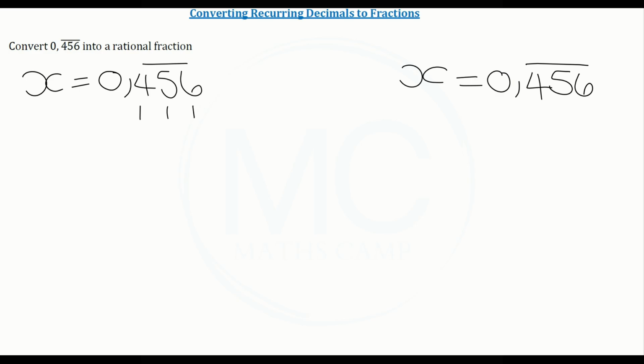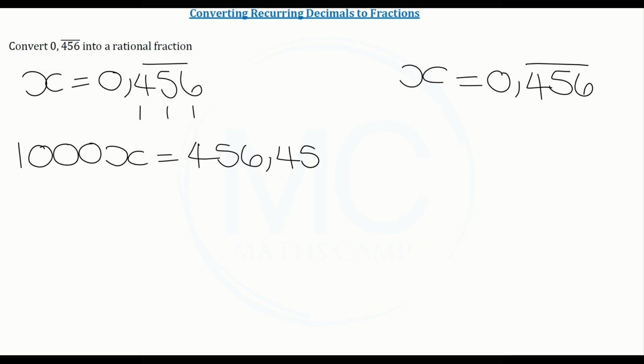So we need to multiply x by 10 3 times. 10 times 10 times 10 is 1,000. So we get 1,000x is equal to 0.456 recurring multiplied by 1,000 gives us 456.456 recurring. In equation 2, once again, we do not have any non-recurring digits. So this is equation 2.